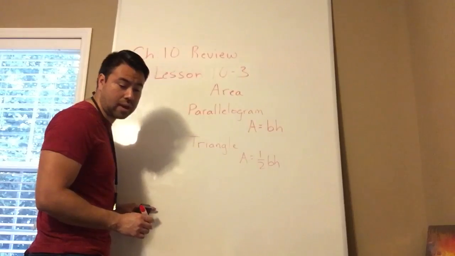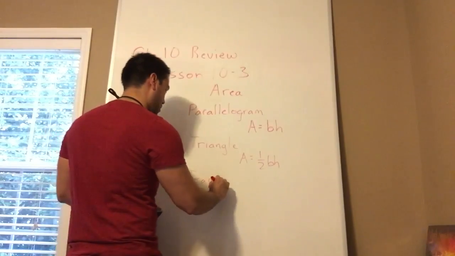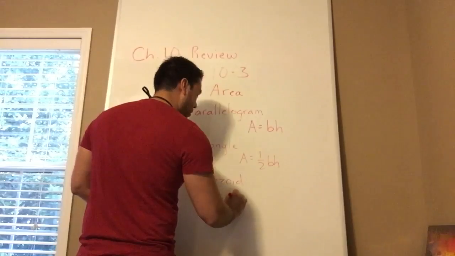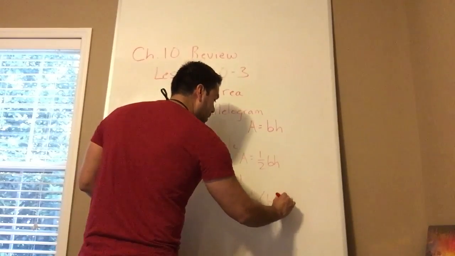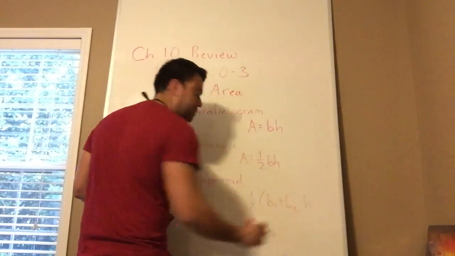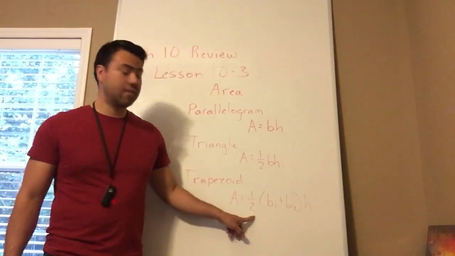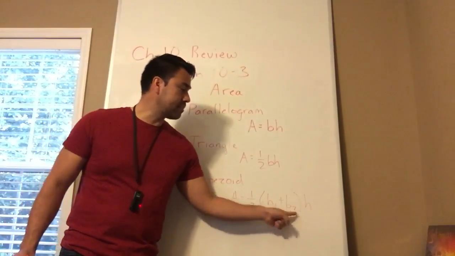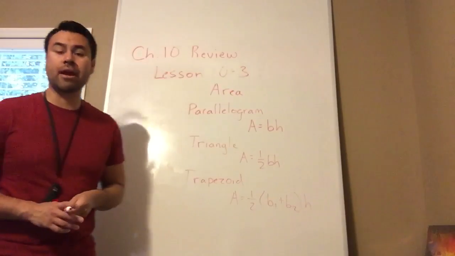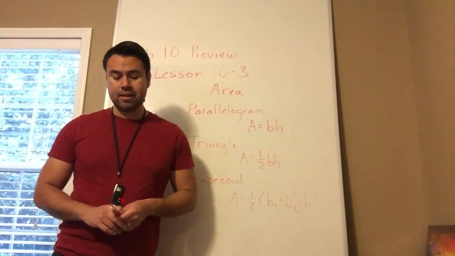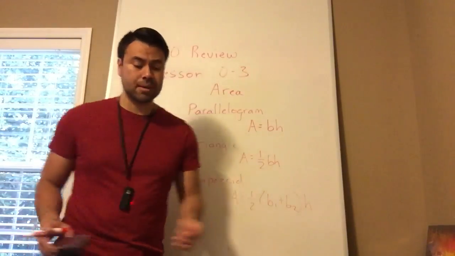Then they also give you a trapezoid. That area is a little more complicated, but it's 1/2 times the base 1 plus the base 2, times the height. So that one has a little bit more parts. It's area equals 1/2, and then you have the first base and the second base, and that's multiplied by the height. Okay, so that's your trapezoid, triangle, and parallelogram area formulas, and that's going to cover your Lesson 10-3. You do have to know those formulas and be able to apply them.